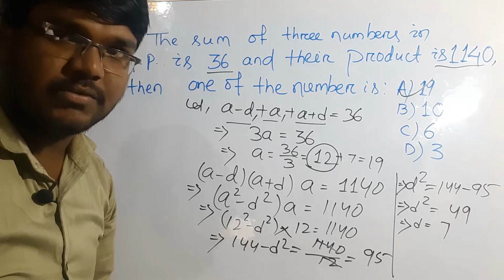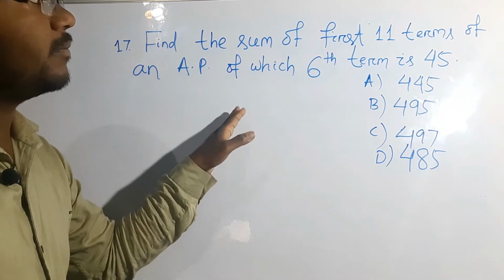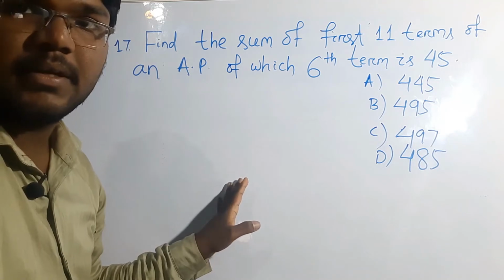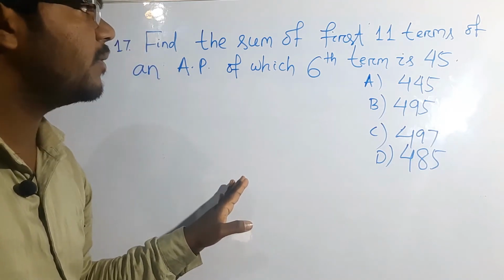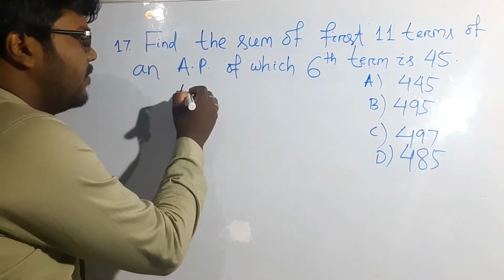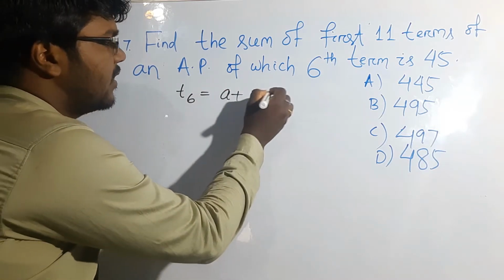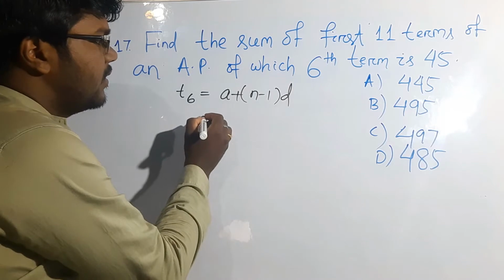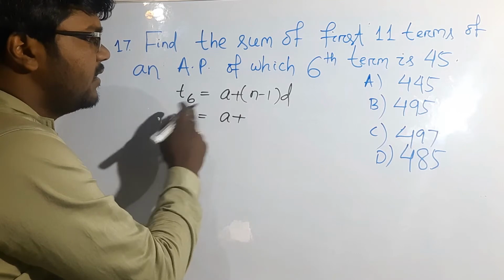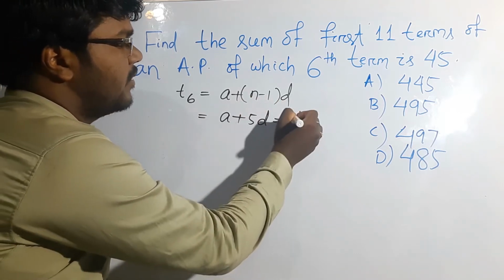Then we will proceed to our next question. Here the 17 number question is: find the sum of first 11 terms of an AP of which the sixth term is 45. It is given the sixth term is 45. So we have to write its nth term. We know T6, its formula is A plus (n minus 1) into D. So here we write A plus, n is 6, so 6 minus 1 is 5. A plus 5D is equal to 45.